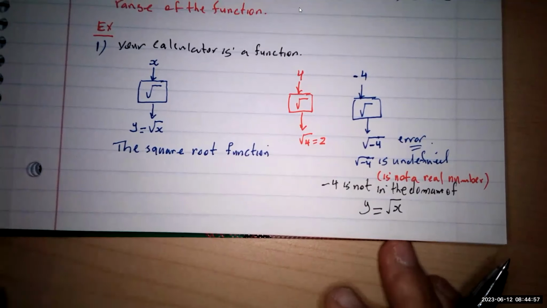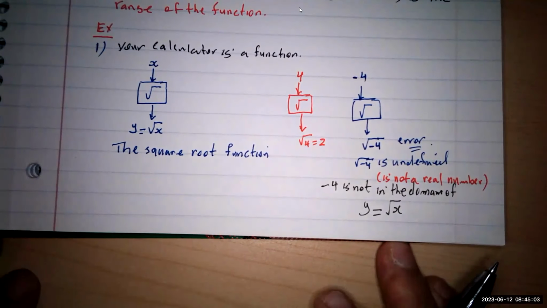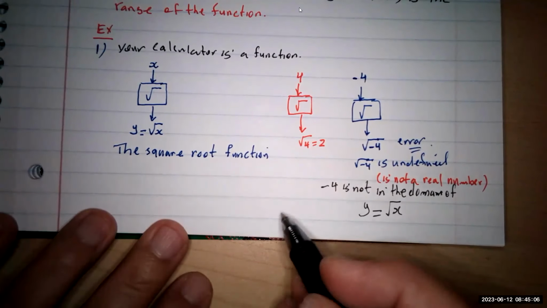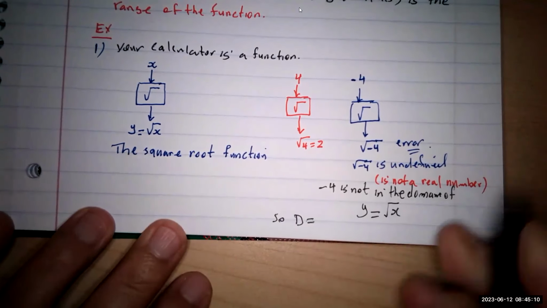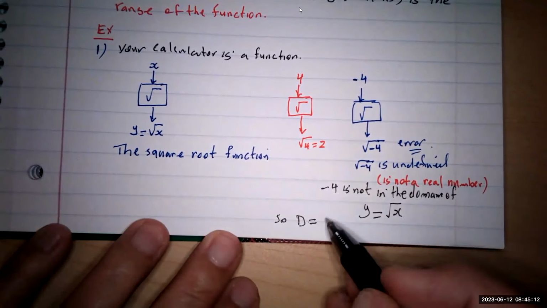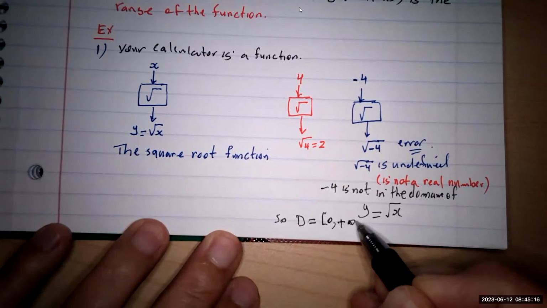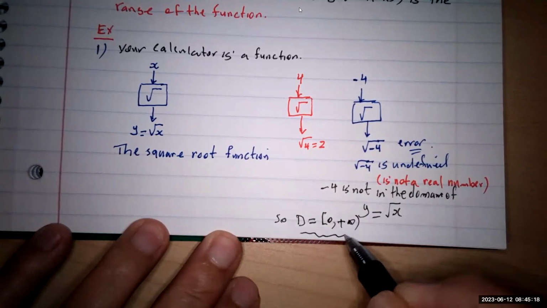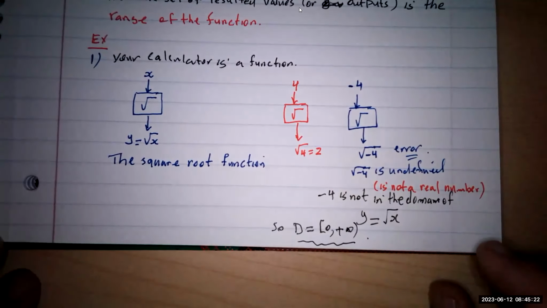In this course, the square root function is defined only for non-negative numbers. So the domain of this function is the set of non-negative numbers only. We start at 0 and go to positive infinity. All the domains in this course are going to be denoted by interval notation only. Any questions?